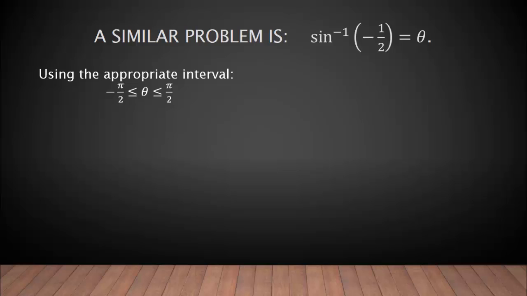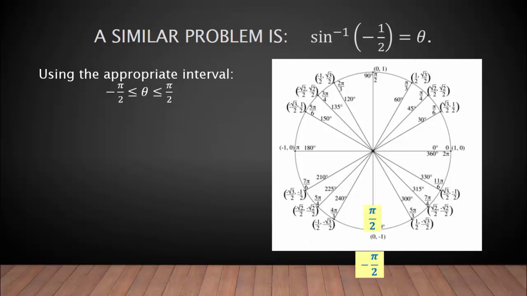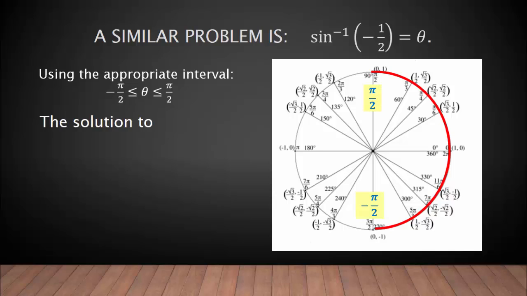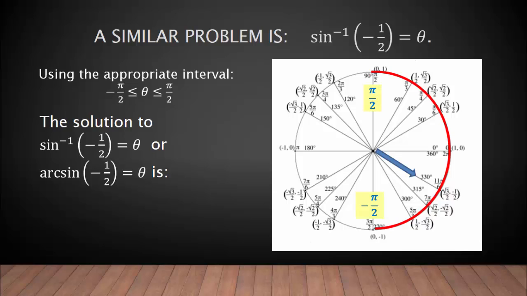Using the appropriate interval, locate the interval on the unit circle, negative pi over 2 to pi over 2. We are looking for the y value of the point to be negative 1/2. This happens on the unit circle at 11 pi over 6. We must adjust this to be on the interval negative pi over 2 to pi over 2, and thus we subtract 2 pi.